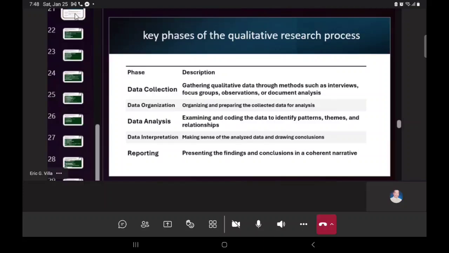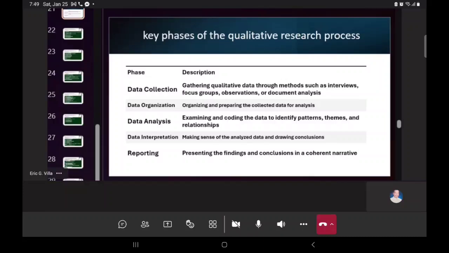The qualitative research process involves several interconnected phases, each crucial for developing a deep understanding of the phenomenon under study. The data collection phase is the foundation of qualitative research. Researchers gather rich, descriptive data using methods such as interviews, focus groups, observations, or document analysis. For example, a study exploring nurses' experiences in caring for COVID-19 patients might involve in-depth interviews with healthcare professionals.